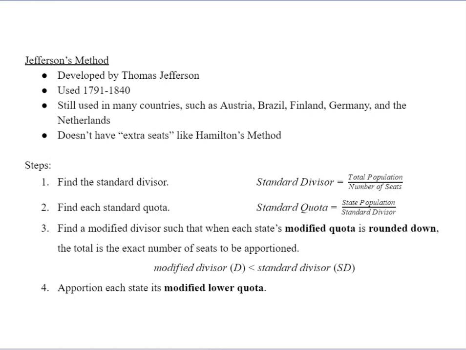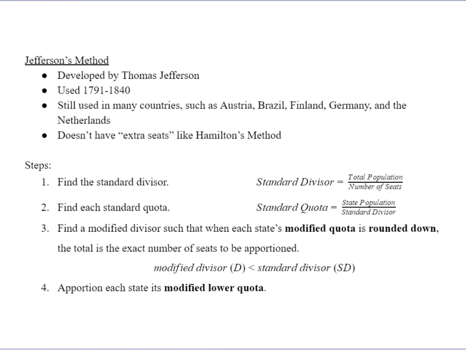So, here are the steps for Jefferson's method. First, you calculate the standard divisor, just like we did with Hamilton's method. To do that, you take the total population and divide by the number of seats. Then, you find the standard quota for each state. To do that, you take the state population and divide by the standard divisor. So far, nothing is different than Hamilton's method.